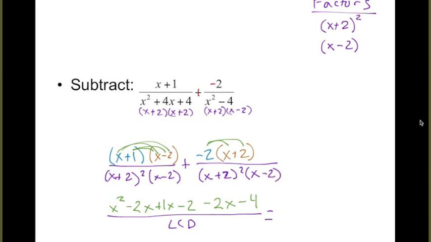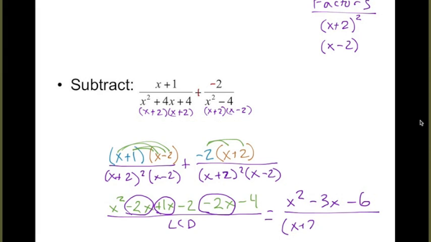So when you combine my terms on the top here, I've got an x squared. For x's, I have minus 2 plus 1 minus another 2. So I have minus 3 x's. And for my constants, I have minus 6. And that's going to go over that least common denominator.